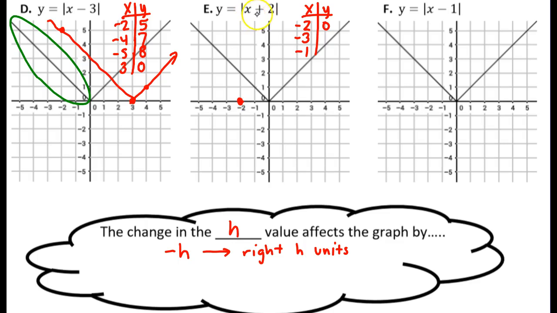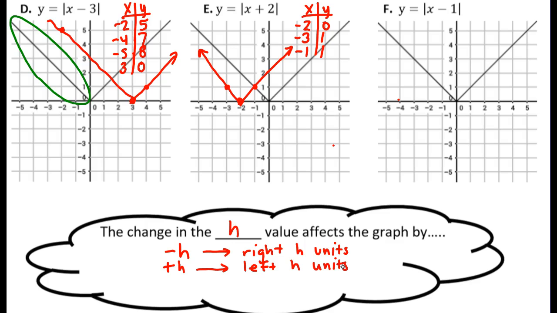When I put in -3, -3 plus 2 is -1. Absolute value of -1 is +1, so -3, 1 would be a point. And put in -1, -1 plus 2 is 1. Absolute value of 1 is 1, so -1, 1. V-shaped graph, shifted to the left 2 units. So when I have a positive H on the inside, I am shifting to the left H units.